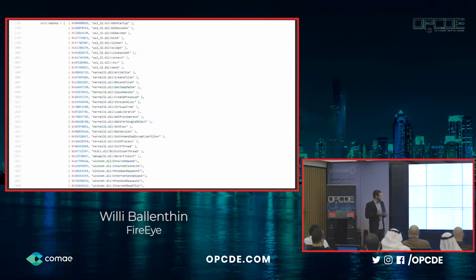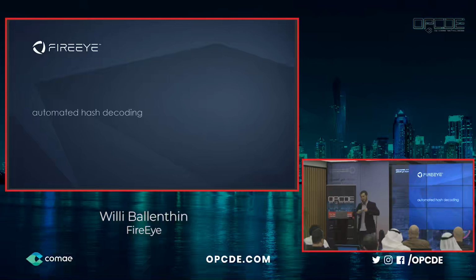One way that we can do this, well, you can sometimes Google for these things. But I'd like to present one way that we can actually do a lot of this automatically. And this is going to be an automated hash decoding, a reversal of the hash.